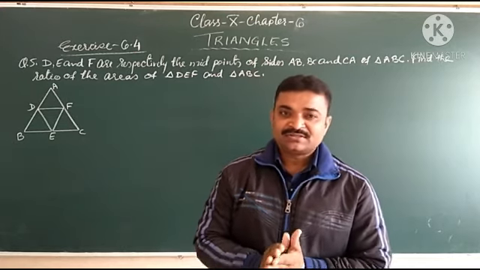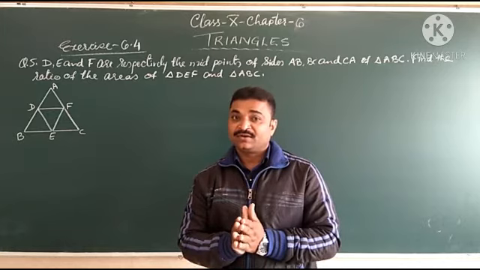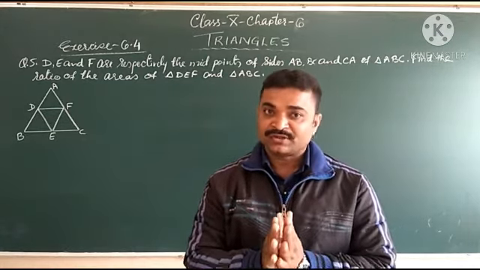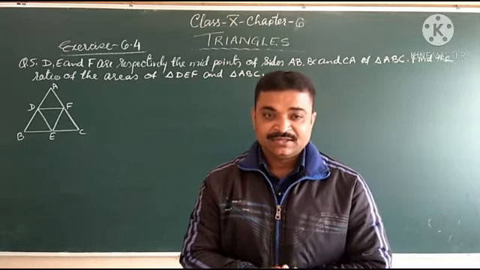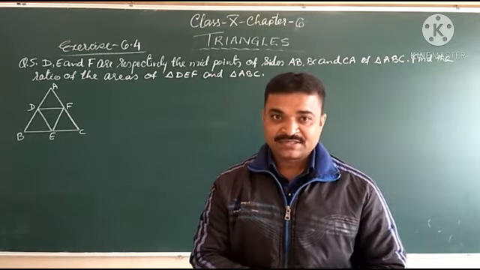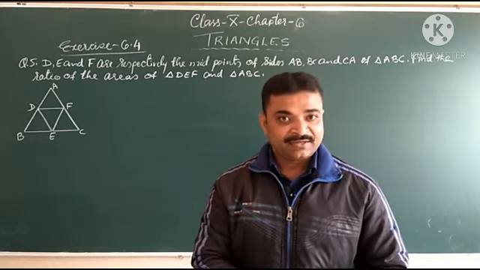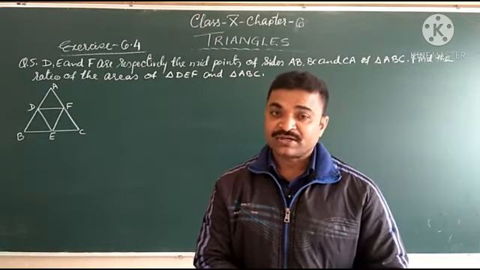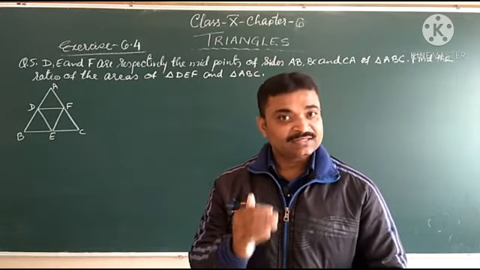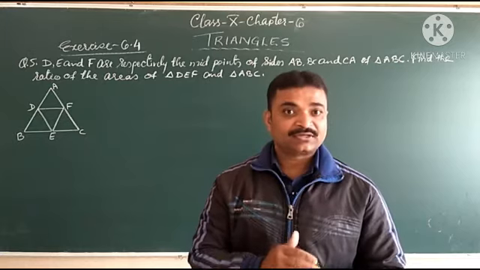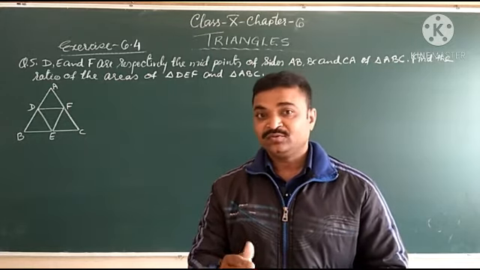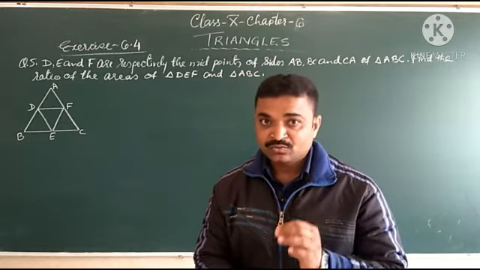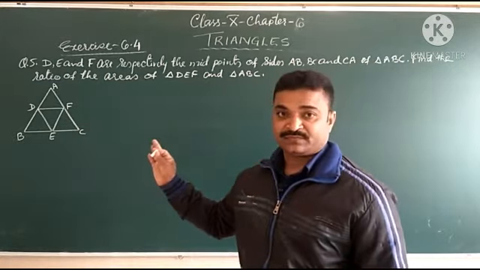Clear? Students, in the previous class you have learned what the midpoint theorem is. Yes, you all know what the midpoint theorem is. So what this theorem says: if a line segment joins the midpoints of two sides of a triangle, then this line segment will be parallel to the third side and equal to half of it. So we will use this theorem in this question.